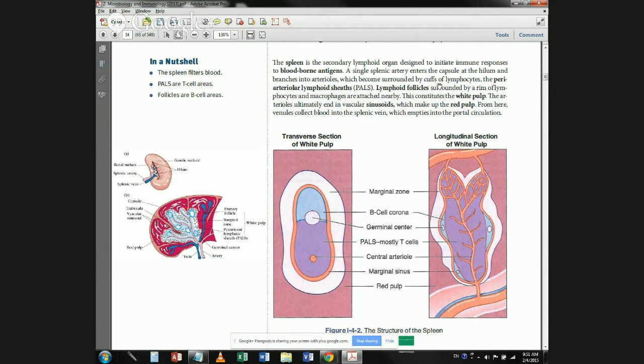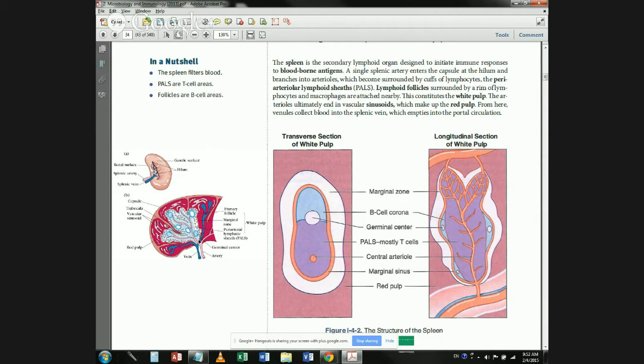surrounded by cuffs of lymphocytes. These little light blue areas are cuffs of lymphocytes, and we have a name for this, and that is periarteriolar lymphoid sheaths, or PALS, periarterial lymphatic sheaths. Then past those, there's this little white area. You see that? That is where you have the lymphoid follicles, which are surrounded by a rim of lymphocytes and macrophages attached nearby.